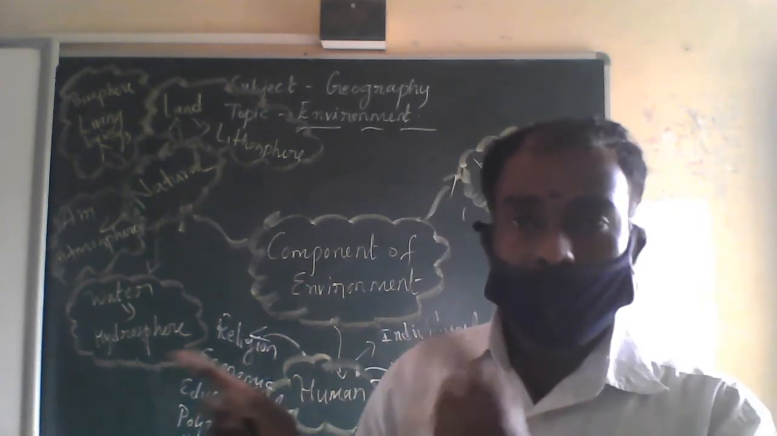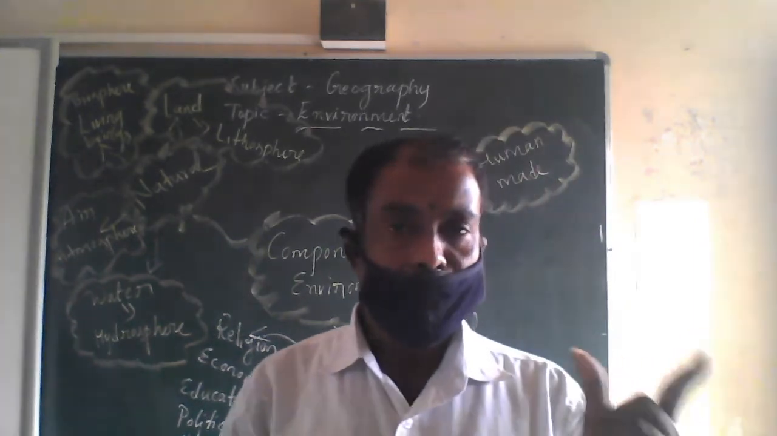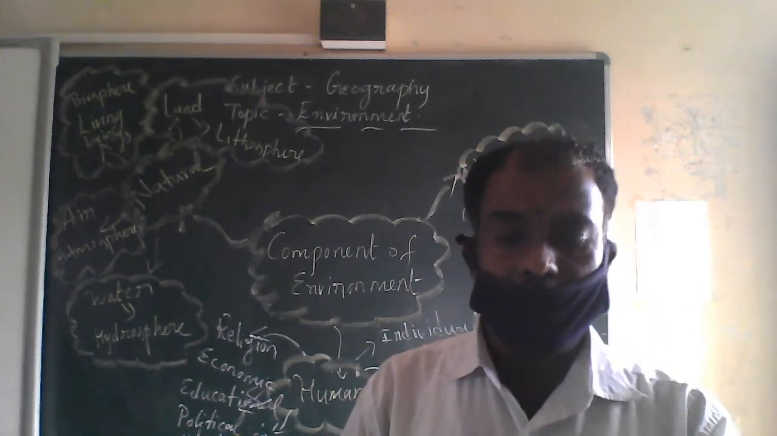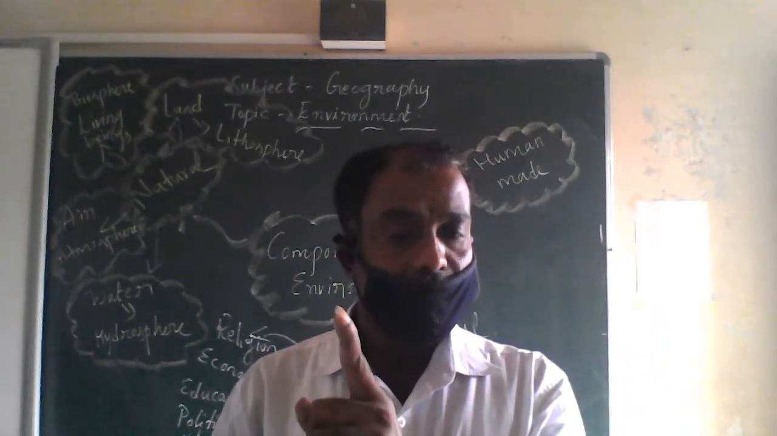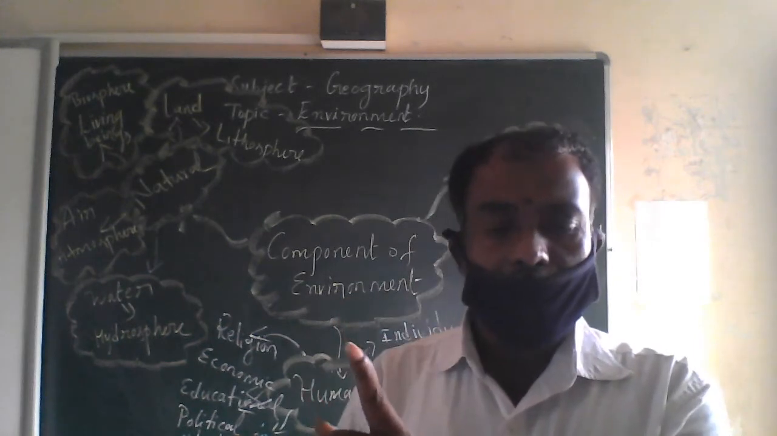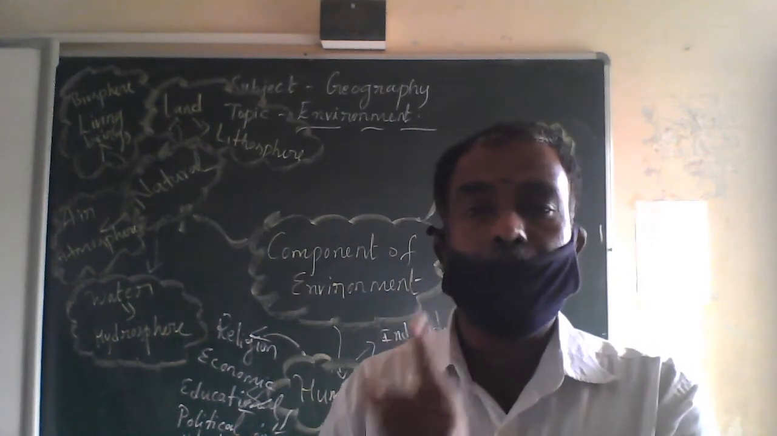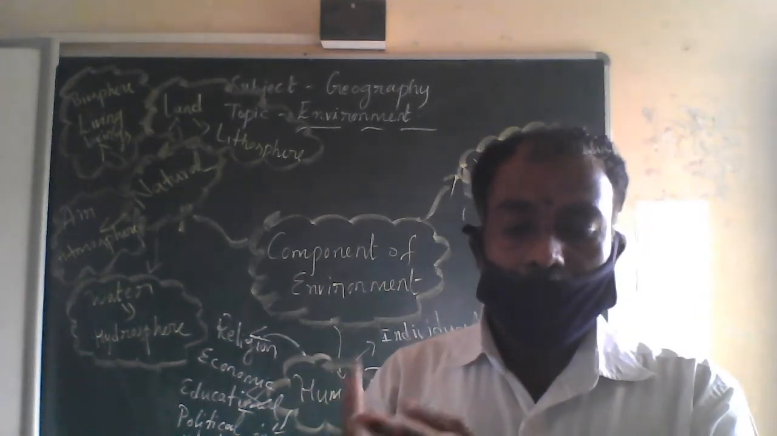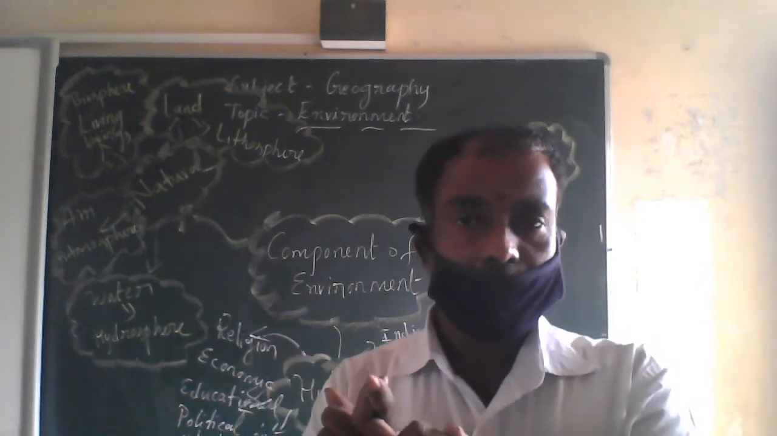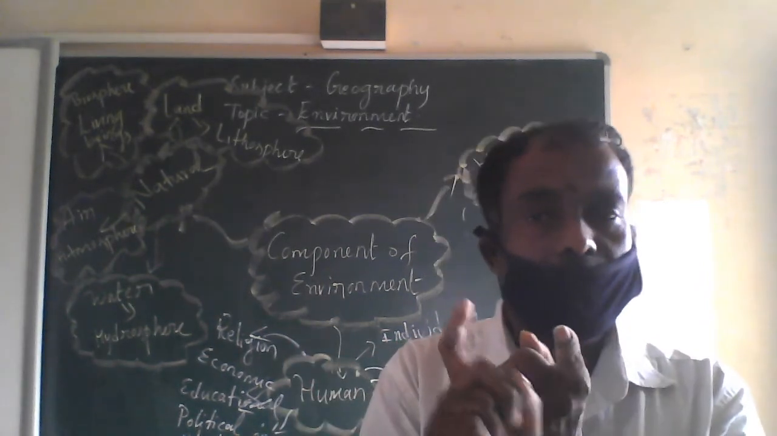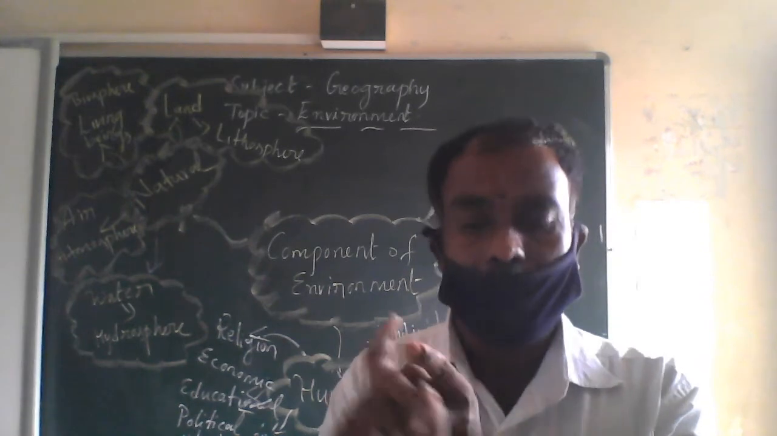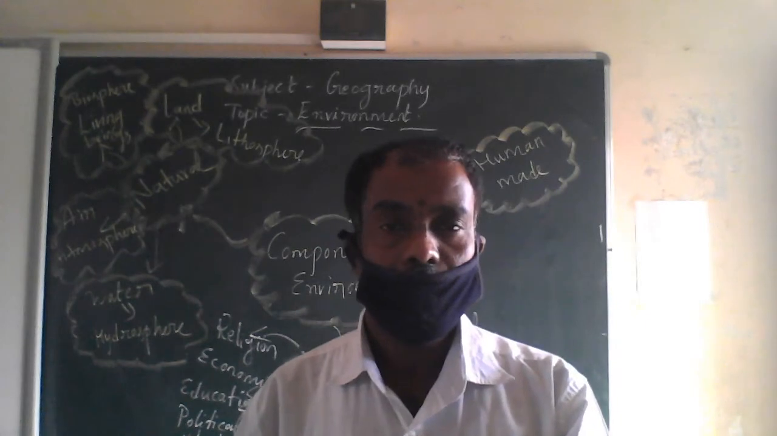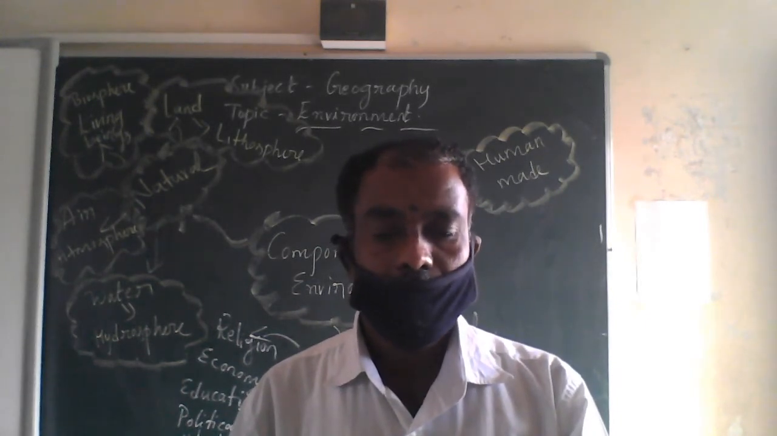I told the two different terms, biotic and abiotic, because the environment is a combination of natural and human-made phenomena. The natural environment refers to both the biotic and abiotic conditions existing on the earth. Are you getting this, students?